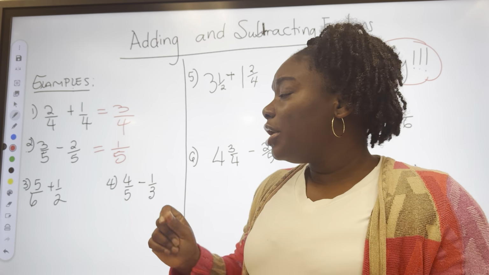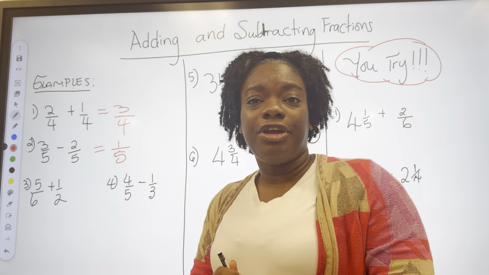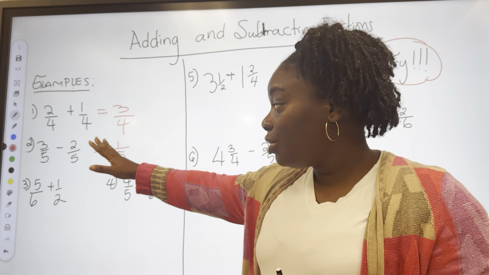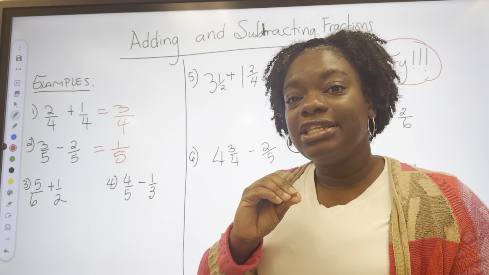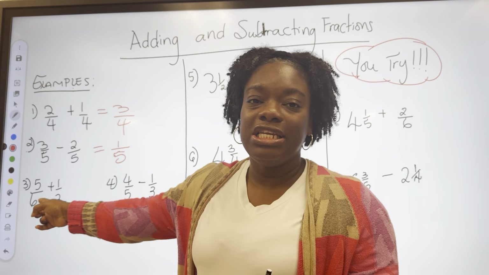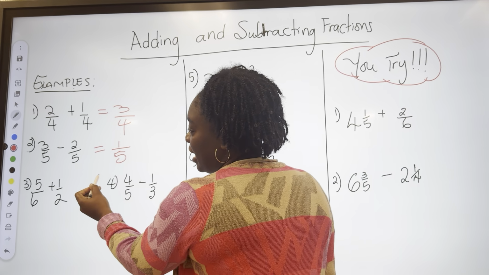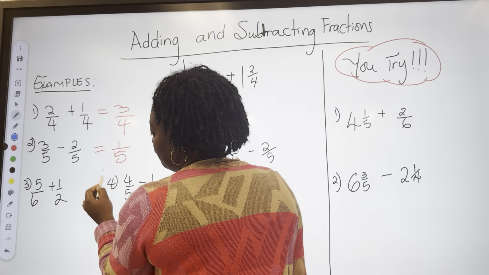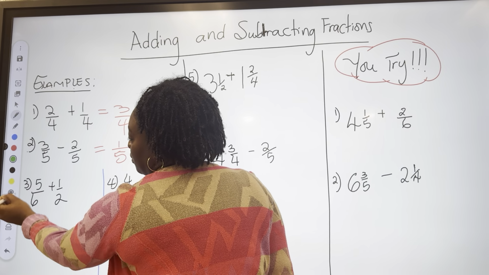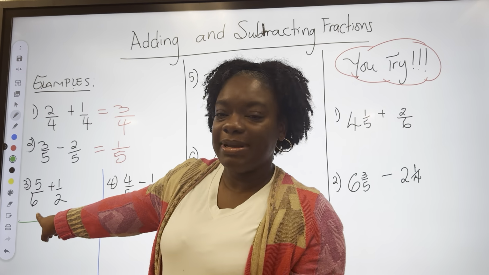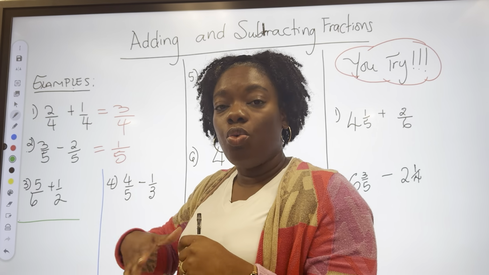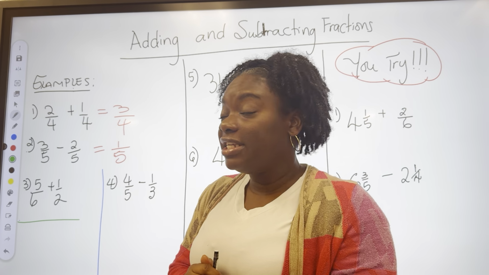Once the denominators are different, one method of doing this is to find the LCM, meaning the least common multiple, of the denominators. Now let's look at example 3. In this case, my denominators are 6 and 2. What would be the LCM of 6 and 2?